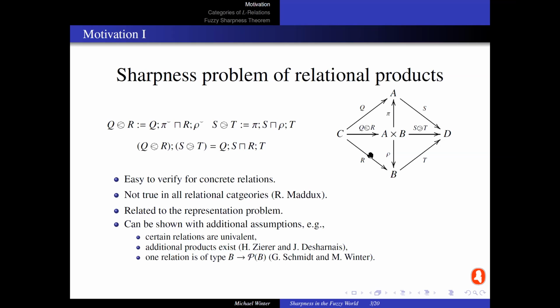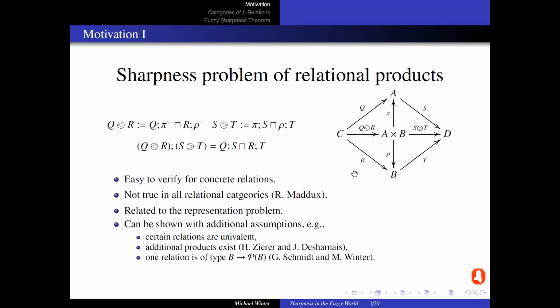And that is a more recent result that was done by Gunther Schmidt and myself. Basically, it says if one of the relations involved over here is between an object B and its power object, so intuitively or in the concrete set case, that's simply the power set, then also sharpness holds. Good. So that is what the general sharpness problem is about.